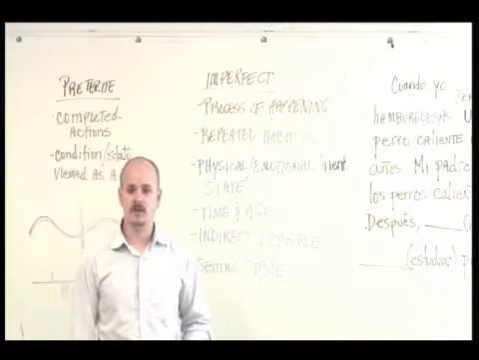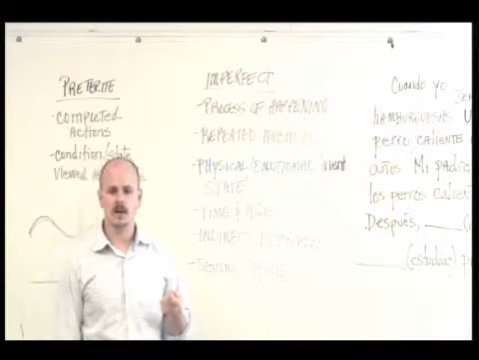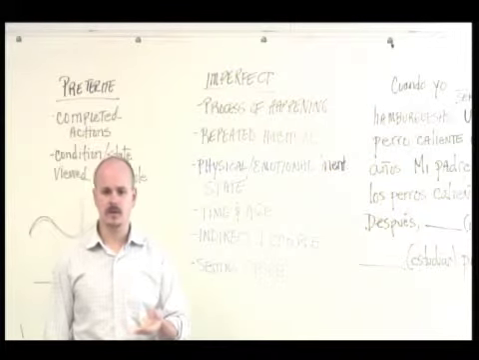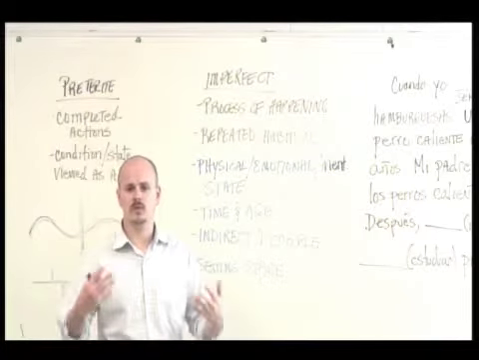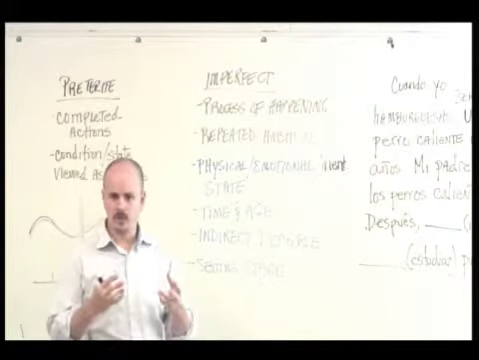Time and age will be in the imperfect. So, I was 15 years old, or they were young, or she was 70 years old. These times and age. Also time, it was 3 o'clock in the afternoon, it was 1 o'clock in the morning. This will always be in the imperfect.